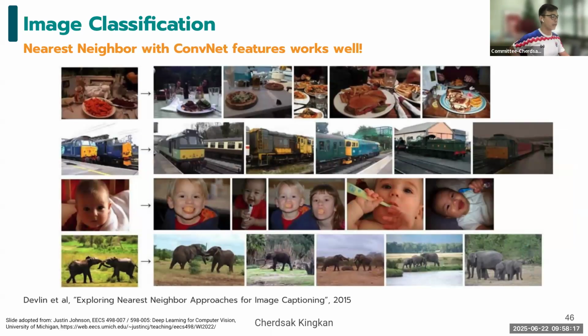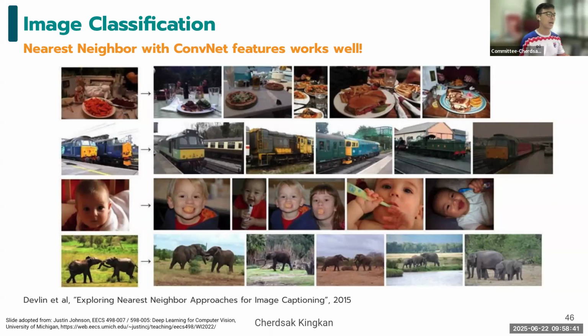However, nearest neighbor works very well with convolutional neural network features. So if you are going to use the k-nearest neighbor as a classifier, you probably should not use it with raw pixels.